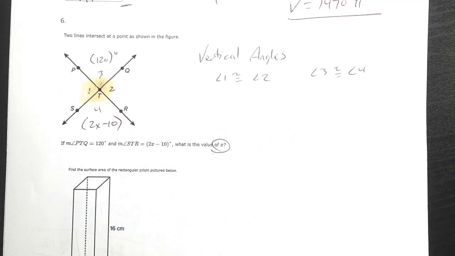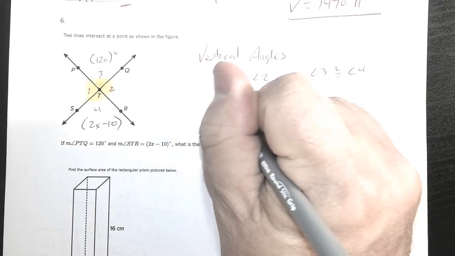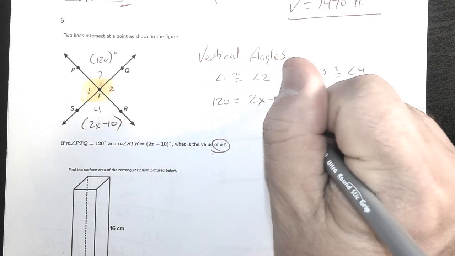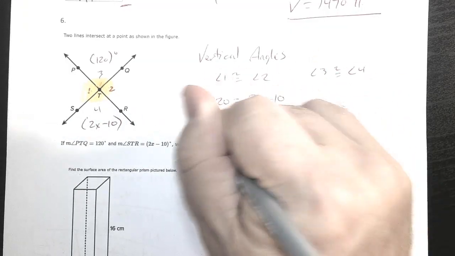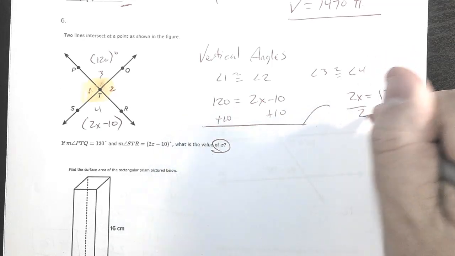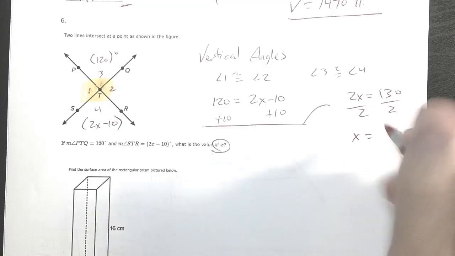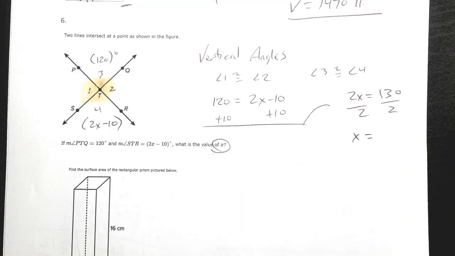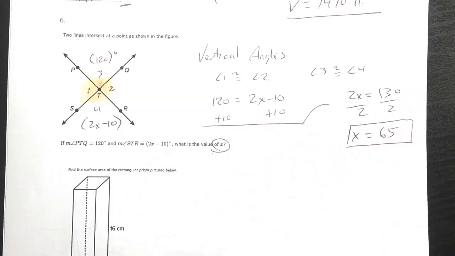And they want x. So to set this up, because 3 and 4 are congruent, it's 120 equals 2x minus 10. All right, add 10 to both sides. So 2x equals 130. Divide both sides by 2. And x is going to equal, should be 75, but let me double check myself. 65. I knew that didn't sound right. Okay.